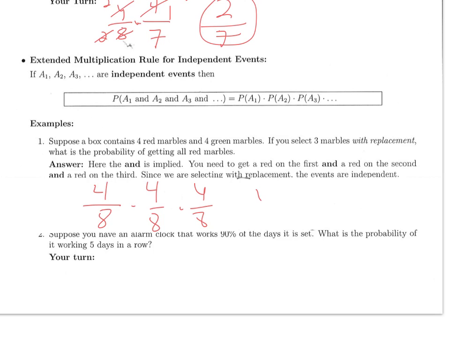Now there are some things I can do to make my work easier. This is 1/2 times 1/2 times 1/2, which is the same as 1/2 to the third, if you want to think about it that way. So that's 1/8.